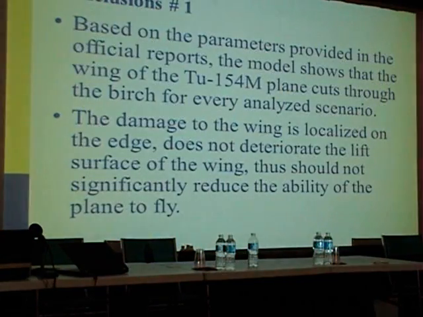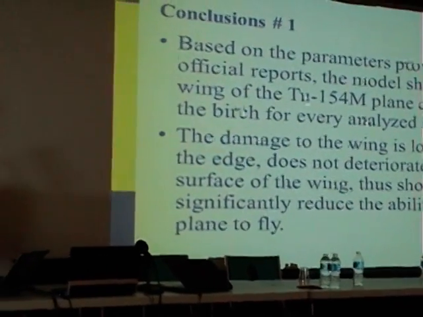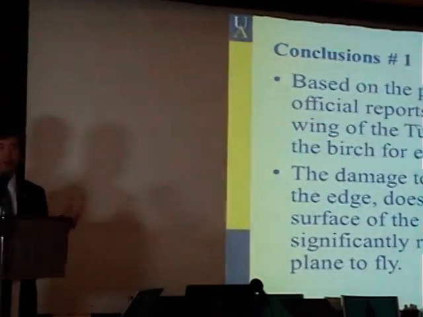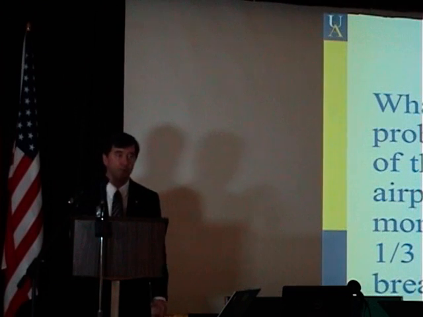So we can conclude that based on the parameters provided by the official reports, the model shows that the wing of the Tu-154M plane cuts through the birch for every analysis scenario. Okay? The damage to the wing is localized on the edge, does not deteriorate the lifting surface of the wing, and thus should not significantly reduce the ability of the plane to fly. This is contrary, of course, to the Russian and official so-called Miller presentation.